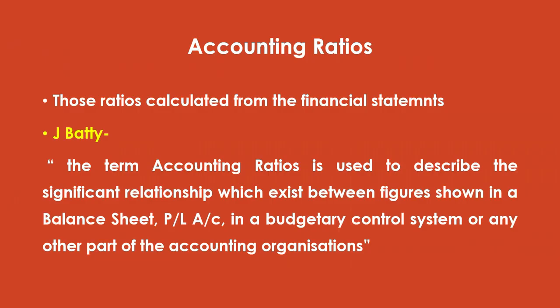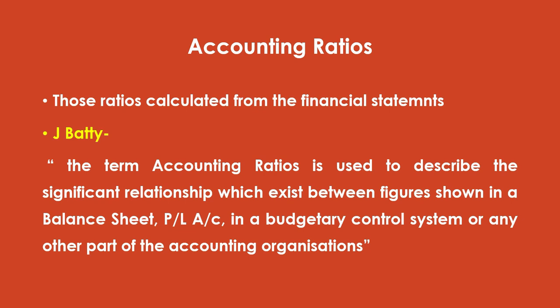Next, we can discuss the concept of accounting ratio. Accounting ratios are those ratios calculated from the financial statements. We know the different types of financial statements, like the balance sheet, profit and loss account, cash flow statement, and fund flow statement. When the ratios are calculated out of the information or the elements of different kinds of financial statements, it is known as accounting ratio.